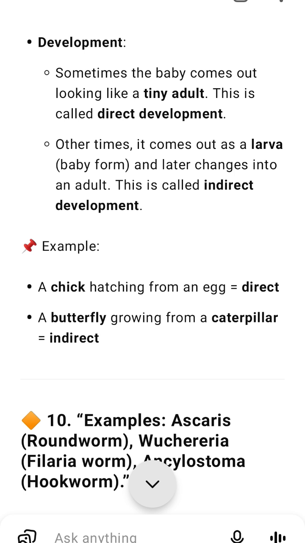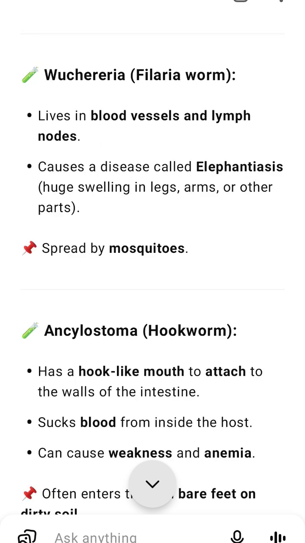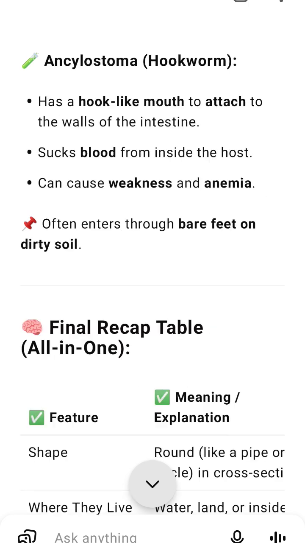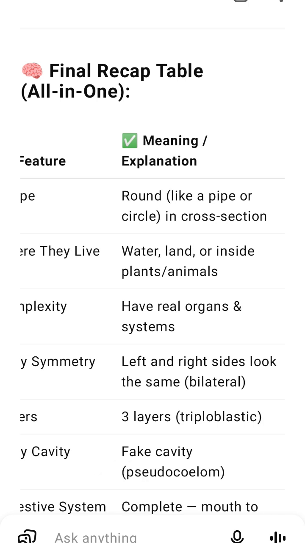4. Development can be 2 types. Direct: the baby worm looks like a tiny version of the adult. Indirect: the baby comes out as a larva and later changes into an adult. Important examples of roundworms. 1. Ascaris roundworm. Lives in human intestines, can grow very long, 20 to 30 centimeters, causes pain, nausea and sickness, spreads through dirty food or water.